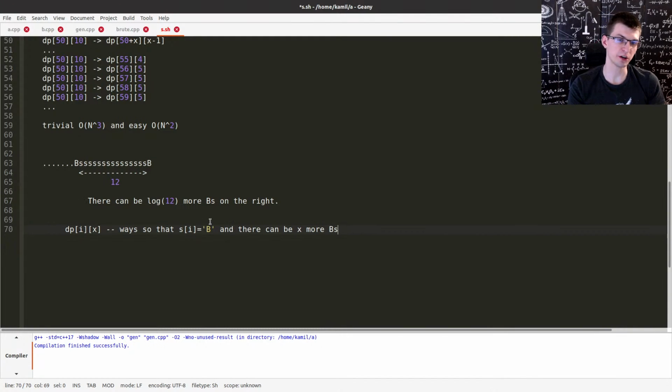Also, we can move from the right, and we can have dp of i, x will then be the number of ways to do something in the suffix, so that here we would have B, and we had that many Bs so far. If we had 3 Bs, or if we had like 10 Bs, then now we can have a gap of at most 1024 S's.